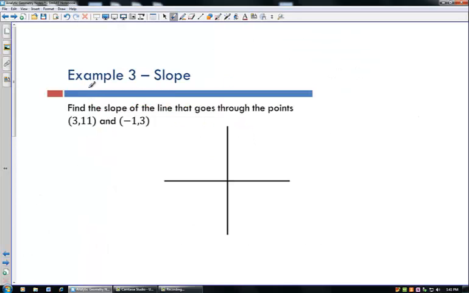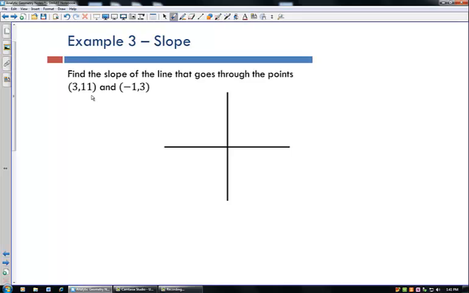And first, let's concentrate on the slope. We want to find the slope of the line that goes through these two points, (3, 11) and (negative 1, 3). So the first thing I want to do is just plot the points. And I don't have to draw out each little hash mark. Just put it in the right quadrant. There's four quadrants, right? Quadrant 1, 2, 3, and 4. That's how we label them. And (3, 11) is in the first quadrant, so it's probably someplace kind of up here, let's say. So this is (3, 11). And negative 1, 3, let's put it right here. So this is about (negative 1, 3).